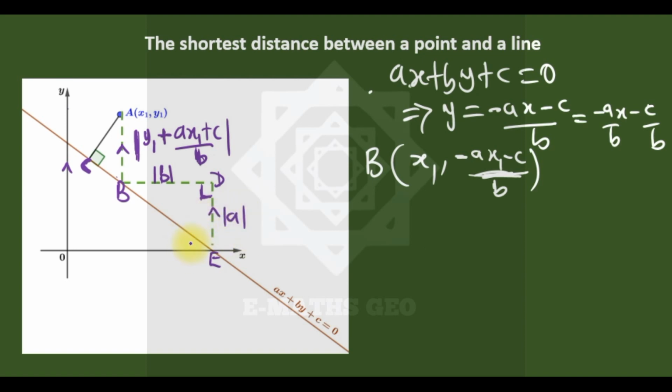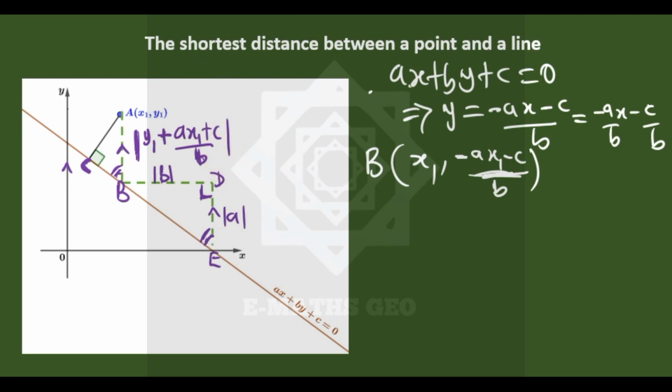And again, looking at the two triangles, since this line is parallel to this, the angle here is the same as the angle here by corresponding angle theorem. So now we see that these two triangles are similar. Triangle ABC and triangle BED, they are similar.